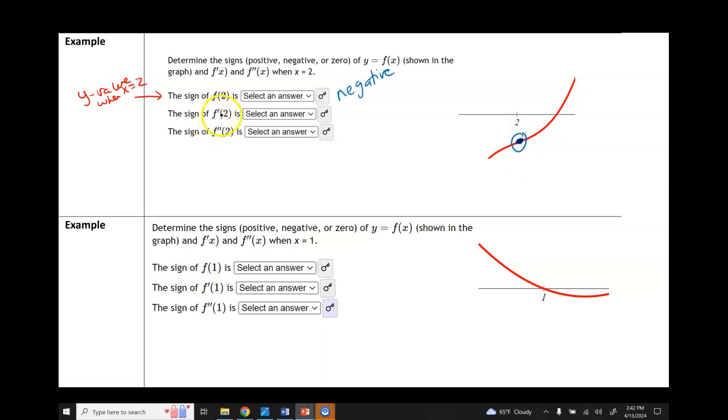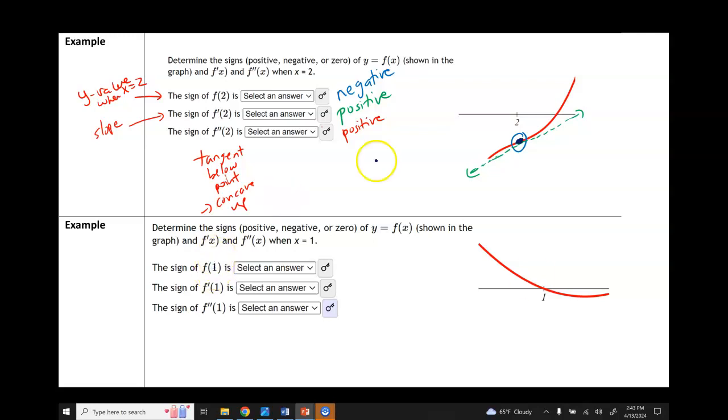Now, what is the sign of f prime of 2? So for increasing, decreasing, or concavity, we're going to use a tangent line at that point. So at x equals 2, I'm going to draw a tangent line, which is that one. Now the tangent line is positive. It's going up. Slope is positive. So f prime of 2 is going to be positive. In other words, the function is increasing, which we can tell, right? Like it's going up. And then f double prime, which is the concavity, because the tangent line is below, we have concave up, which means the second derivative is going to be positive.